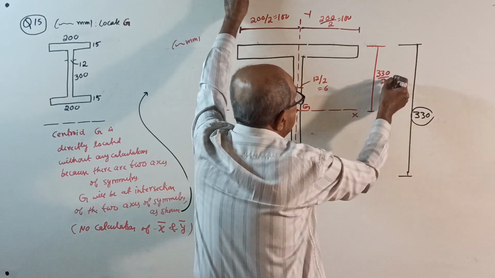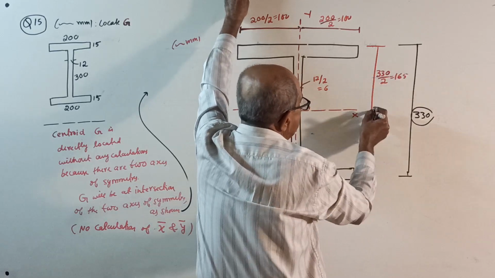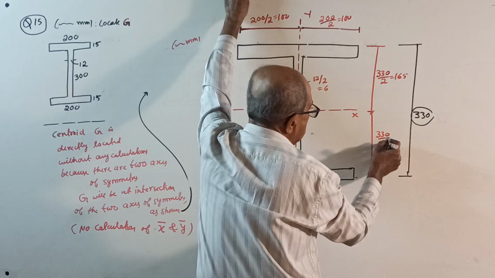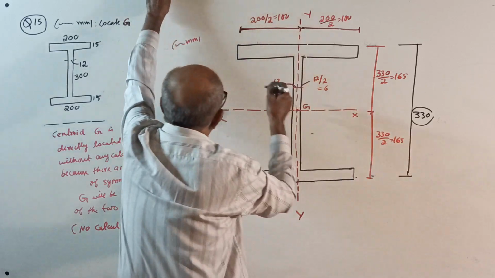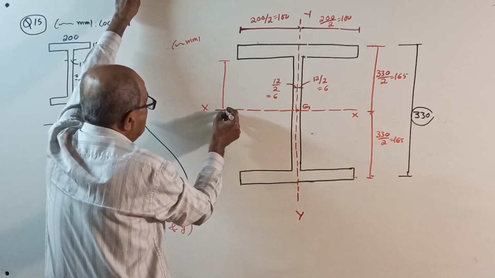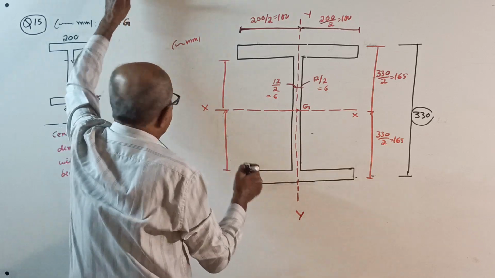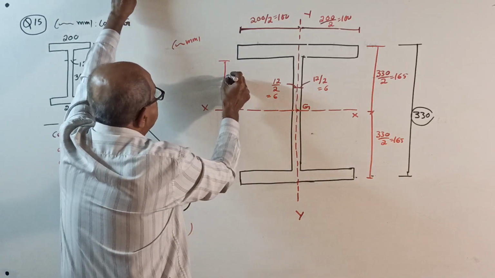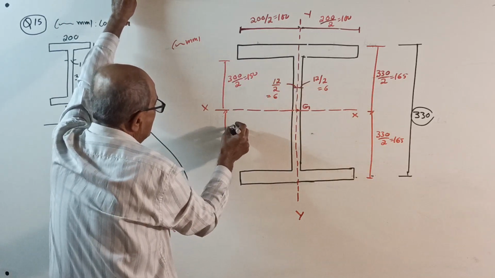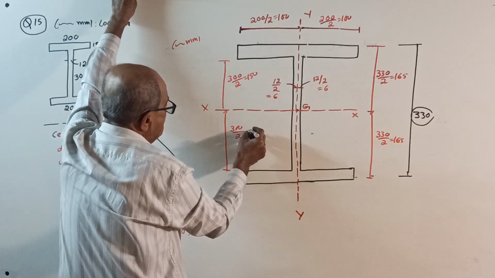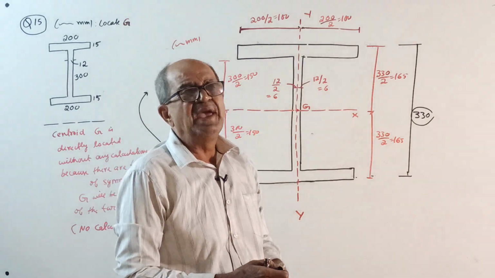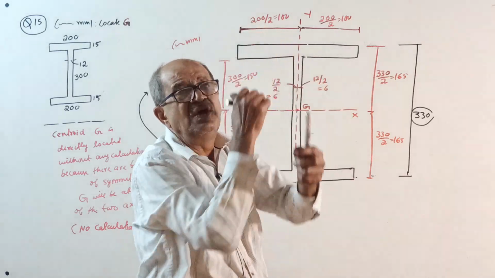Then, if you want this distance, 330 by 2, that is 165. This also is 330 by 2 equal to 165. Suppose you want this depth for some reason, and see XX, and this distance if you want. That is 300 here, 300 by 2 equal to 150. This also 300 by 2, that is 150. Over. This is symmetrical I section, no calculation, directly intersection of this one.